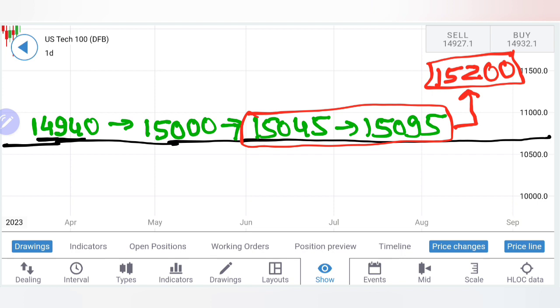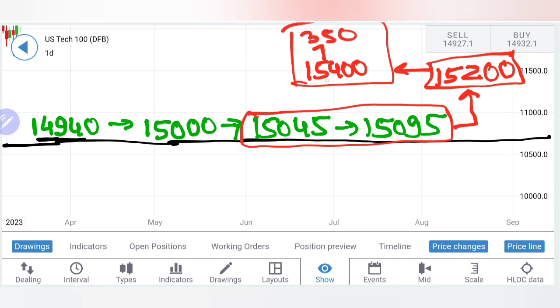Now 15,200 is a great resistance. Any move above 15,200, it must try to attempt and go closer towards 15,400 levels. Now 15,400, and let me add 350 here, is the zone where we have maximum resistance for Tech 100. So above 15,200 there will be a little more bullishness, but 15,400 is what you should be cautious of. Very strong resistance here, and beyond that, 15,490 levels. Only if it breaks beyond that, sky is the limit.